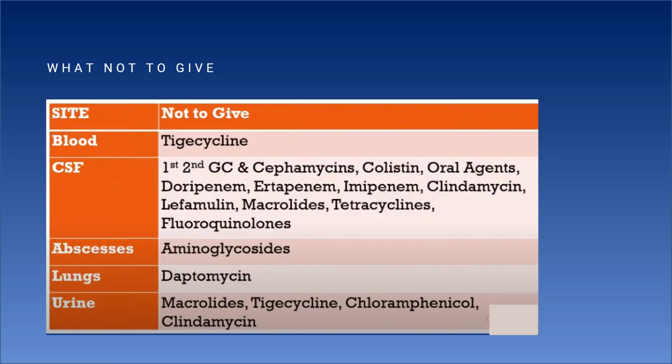What not to give in blood is tigecycline. In CSF, first and second generation cephalosporins, gentamicin, colistin, and oral agents need not be given. So this needs to be borne in mind. Even in abscesses, aminoglycosides need not be given.